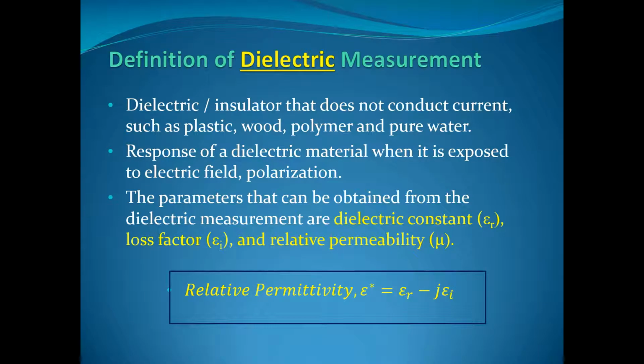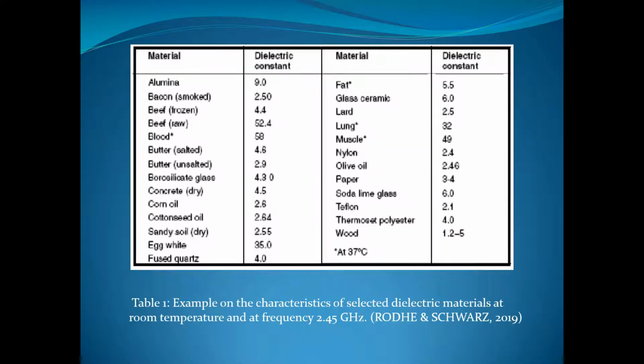Definition of dielectric measurement. Dielectric is an insulator that does not conduct current, such as plastic, wood, polymer, and pure water. It is the response of dielectric material when it is exposed to electric field and polarization. The parameters that can be obtained from the dielectric measurement are dielectric constant, loss factor, and relative permeability. Figure below shows few examples of materials and their dielectric constant. So we have alumina at 9.0 dielectric constant, egg white at 35 dielectric constant.